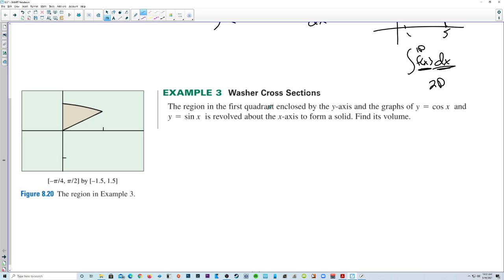The region in the first quadrant enclosed by the y-axis and the graphs of y equals cosine of x and y equals sine x is revolved around the x-axis to form a solid. Find its volume. Well, now the radius is in between. Actually, the 2 radii are in between. We're doing washers here. Let's do what I call the 180-degree turn. So like this, and maybe like this, something like that.